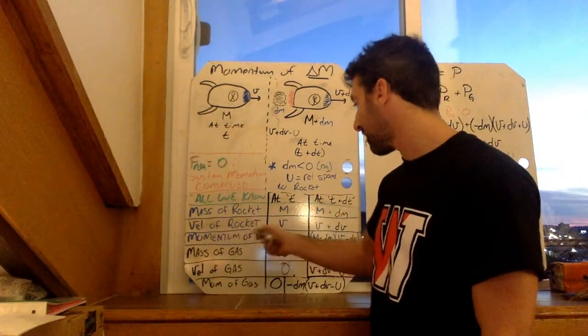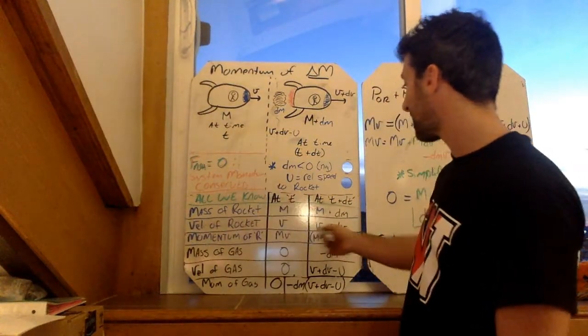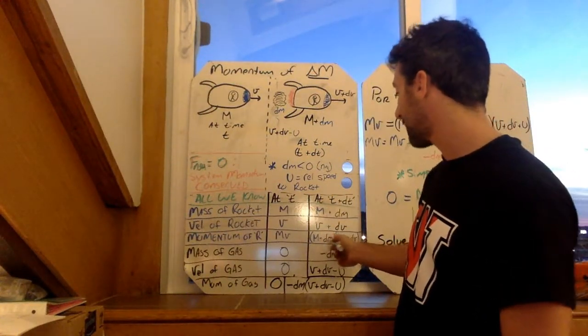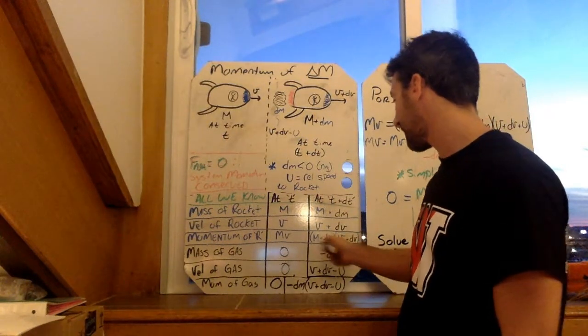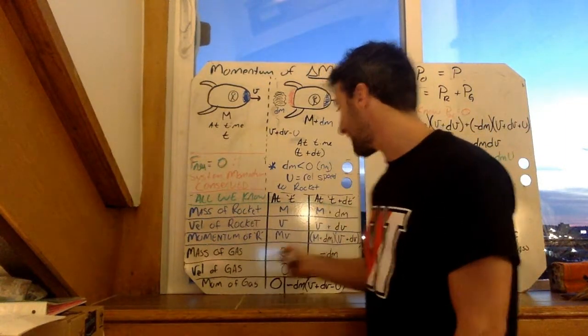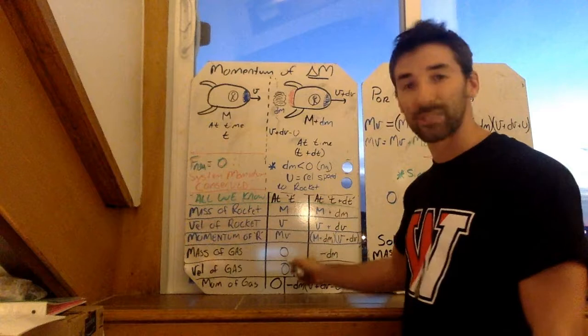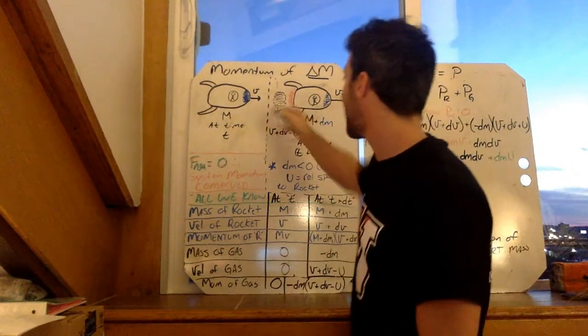I know the momentum of my rocket is mass times velocity. At some time later, that's just my final momentum: the mass plus my change in mass, times my new velocity. That's my final mass, my final velocity. The mass of my gas, well, there was nothing expelled, so at time t, that was just 0. Later on, it was negative dm. That was my mass expelled.